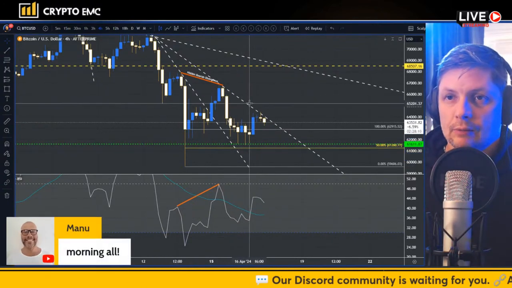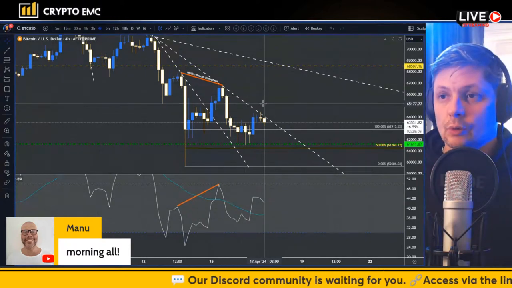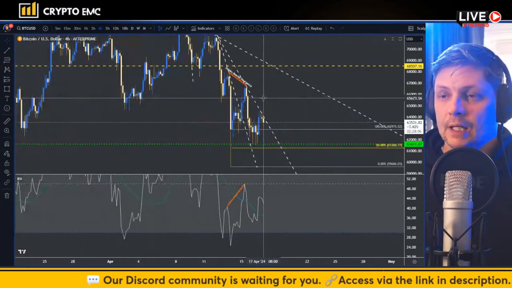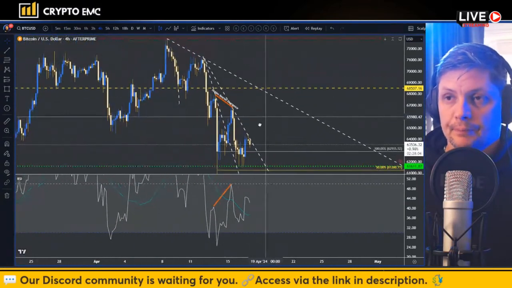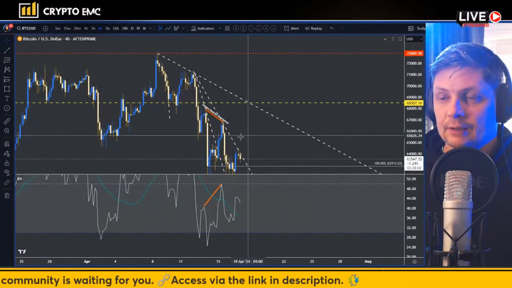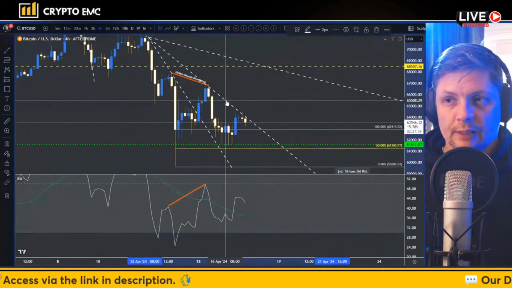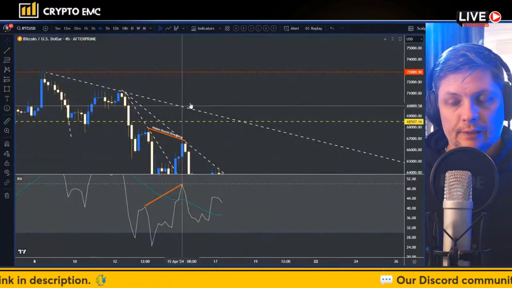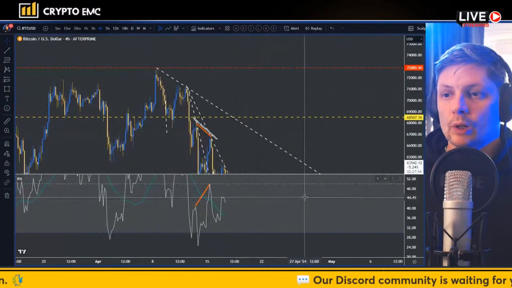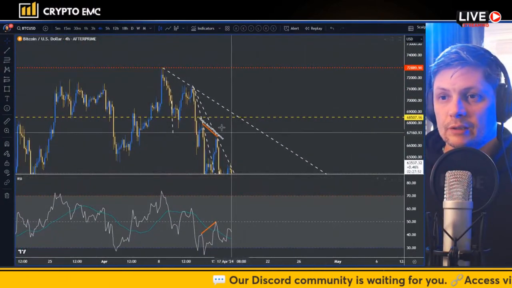Okay. Now, this is the four-hour analysis. So what's going to happen if we scale time up? It means this is the daily. So we can look at this as saying that this is the four-hour trend. This is the daily trend. So on the daily, what were we looking for? We're looking for price to do just that.